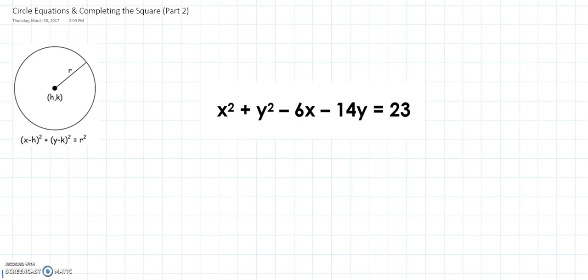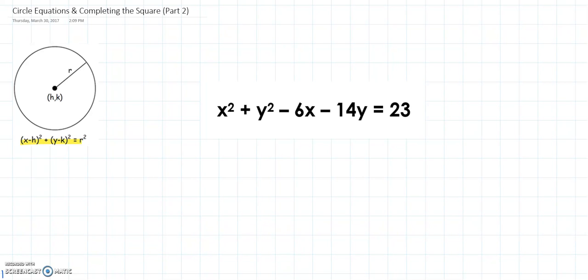If you'll recall, in our last lesson, we learned to use completing the square, and I told you that it would help us later on in actually finding the standard equation of a circle, or where we could locate the center and the radius. Here we have the standard form of a circle. In this example, I'm showing you the general equation of a circle.